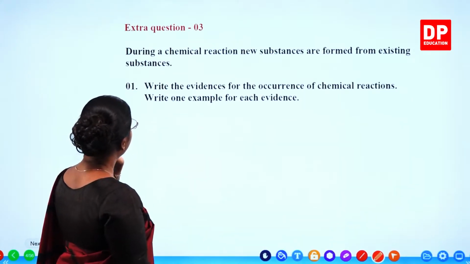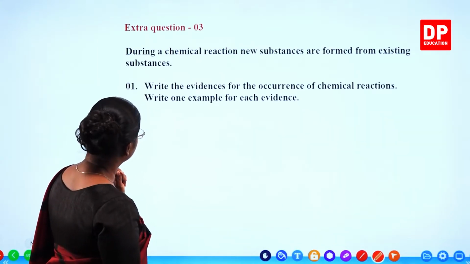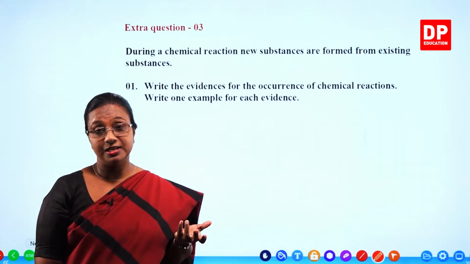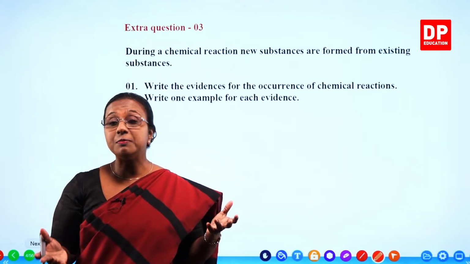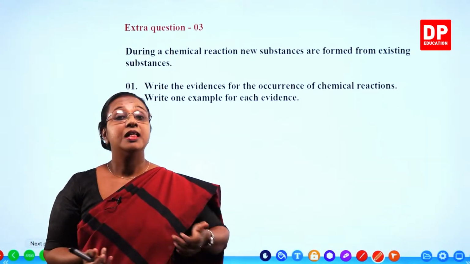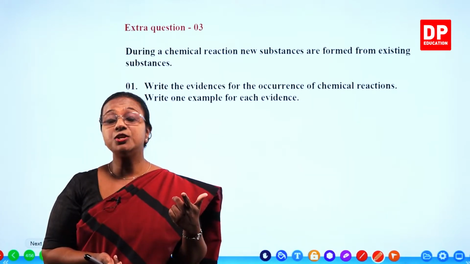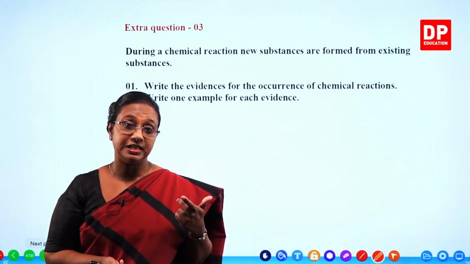The question. Write the evidences for the occurrence of chemical reactions. Write one example for each evidence. What are the evidences, students? You all can remember, we saw many. There can be color change. There can be deposit of solid substances, or what we call as the formation of precipitate.